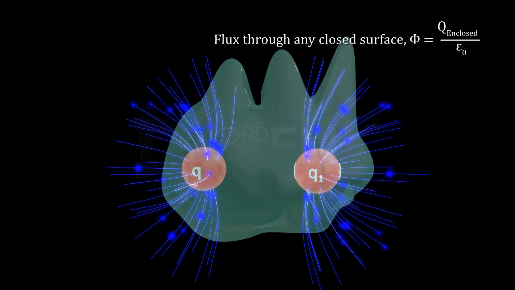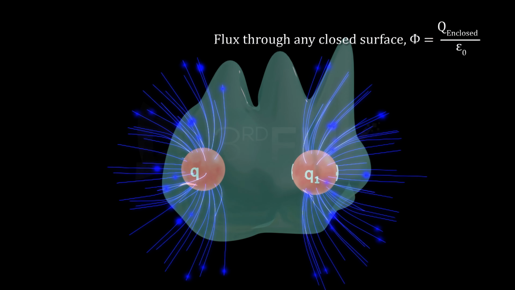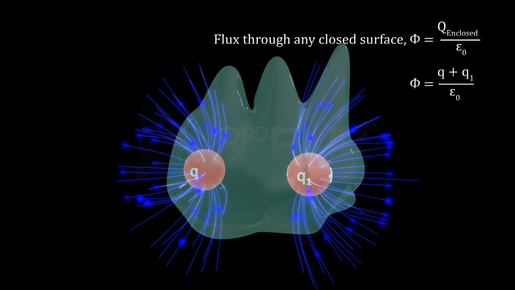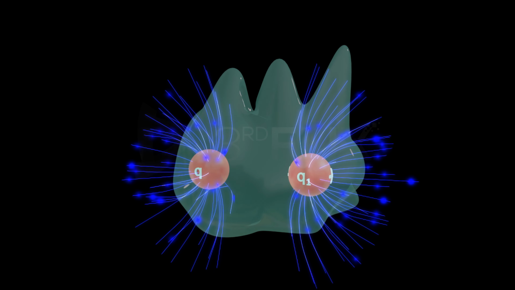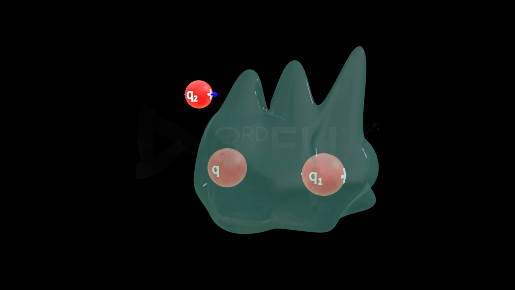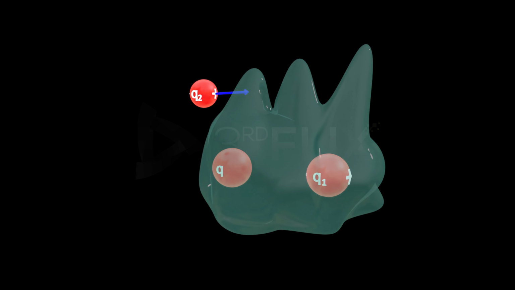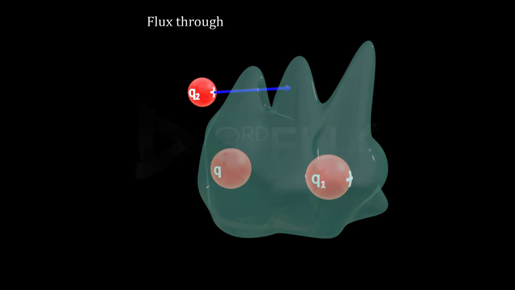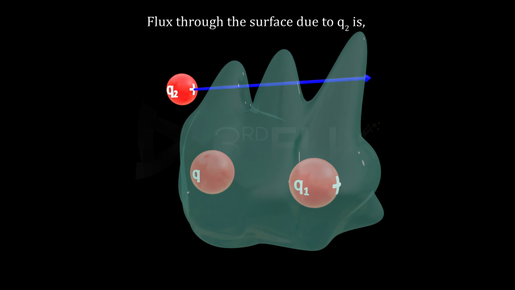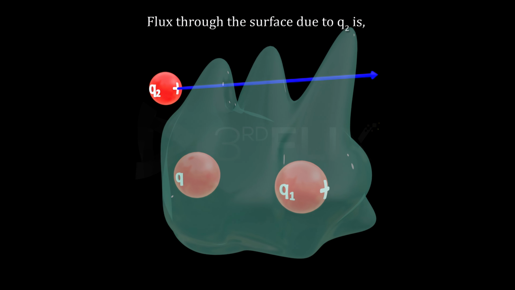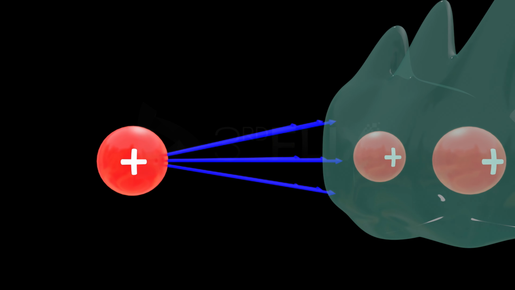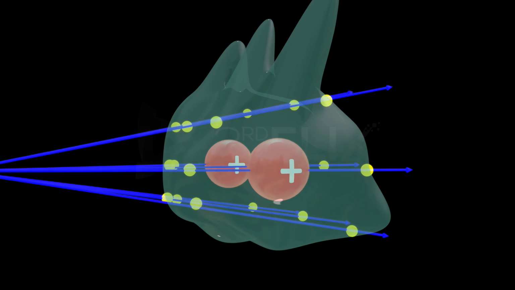If one more charge, Q1, is kept inside the closed volume, the flux through the enclosing surface becomes Q plus Q1 by epsilon naught. Consider another charge, Q2, kept outside the closed surface. Consider a field line due to Q2 that passes through the closed surface. The number of times this field line enters the closed volume should be equal to the number of times it leaves the volume. So, its contribution to the flux is 0. Similarly, field lines due to the charge outside the closed volume do not contribute to the flux.